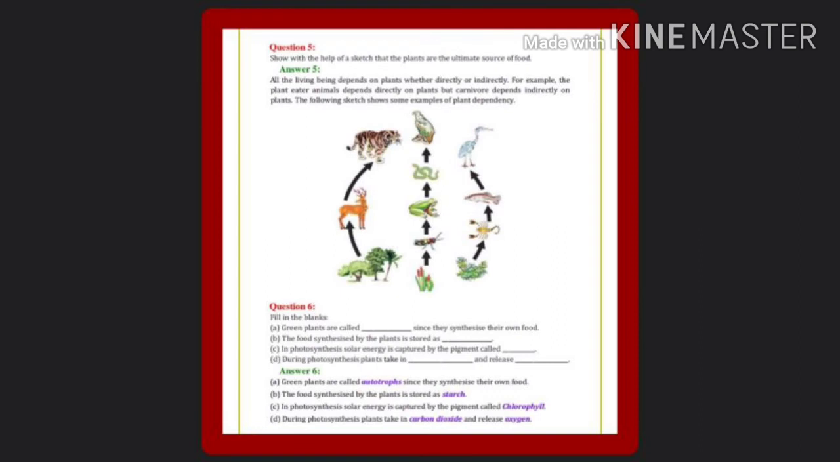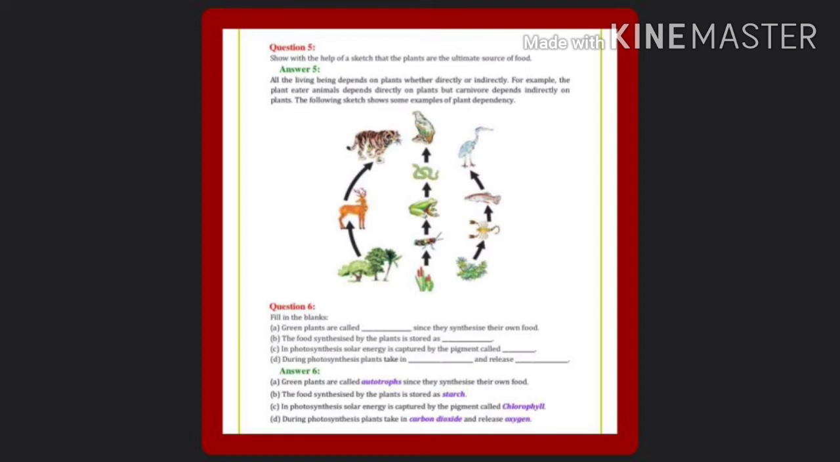Question 5. Show with the help of a sketch that the plants are the ultimate source of food. All the living beings depend on plants, whether directly or indirectly. For example, the plant eaters, the animals, depend directly on plants, but carnivores depend indirectly on plants. The following sketch shows some examples of plant dependency. So that is the food chain that you have studied. So you have to draw those.